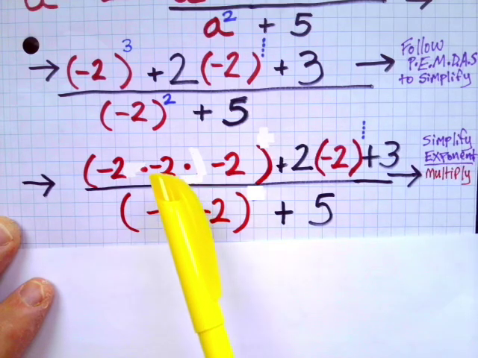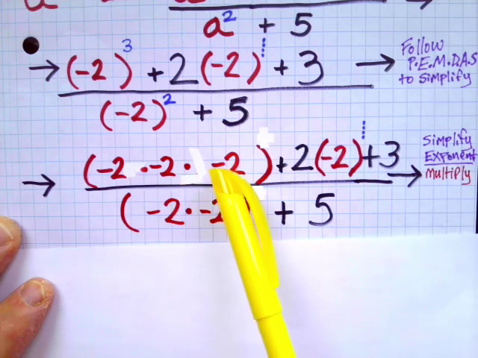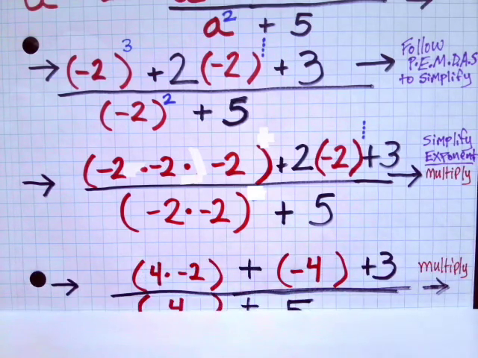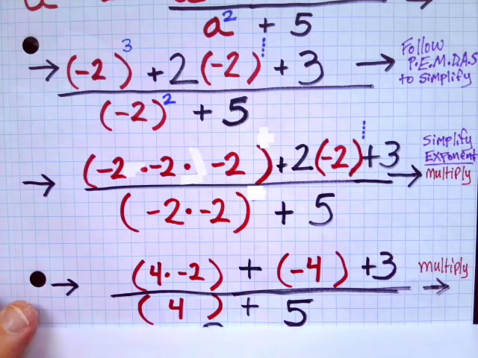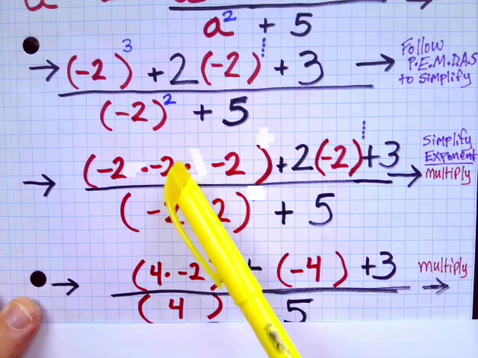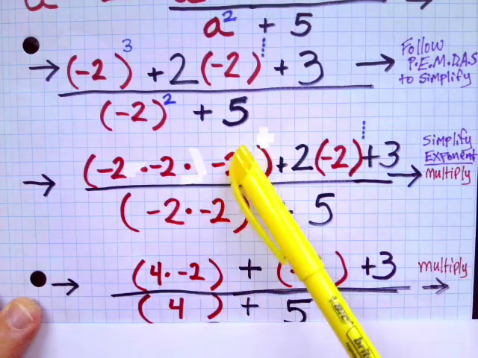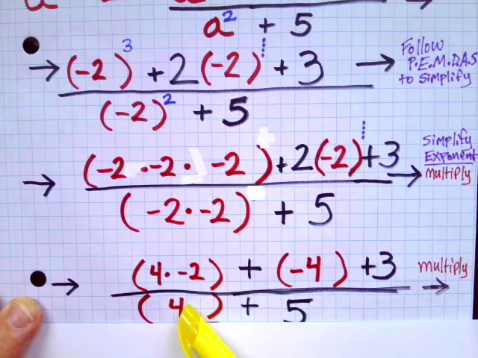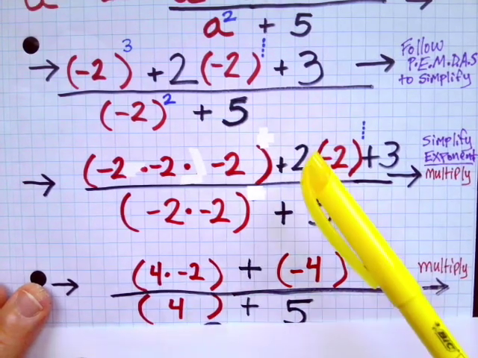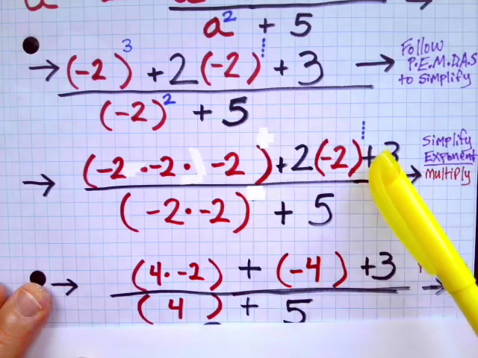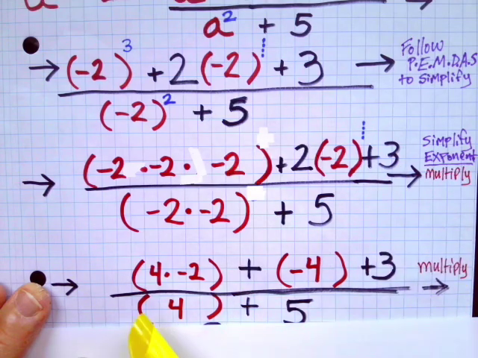-2 times a -2 is a positive 4. Positive 4 times a -2 is a -8. I'll show you that here in the next steps. So again, I don't like skipping steps. I'll take it one at a time. -2 times -2 is a positive 4. And I'm just going to rewrite that -2. -2 times a -2 is a positive 4, showing that here. Plus 2 times a -2 is a -4. Plus that 3, all divided by that positive 5.